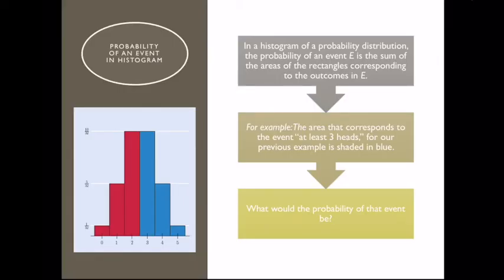When I'm given a histogram, I can look at the probability of an event. In a histogram of a probability distribution, the probability of an event is the sum of the areas of the rectangles corresponding to the outcomes in the event. For example, if I wanted the probability of getting at least 3 heads for our previous sample, it'd be shaded in blue. So it'd be 10/32 plus 5/32 plus 1/32. That gives us 16/32, which is a half or 50%. I can use this graph to calculate the probability of an event.